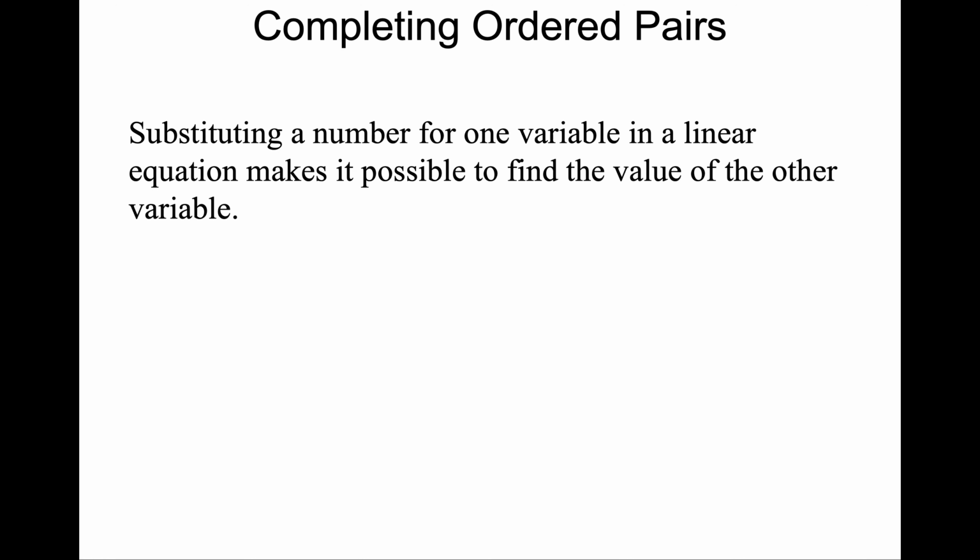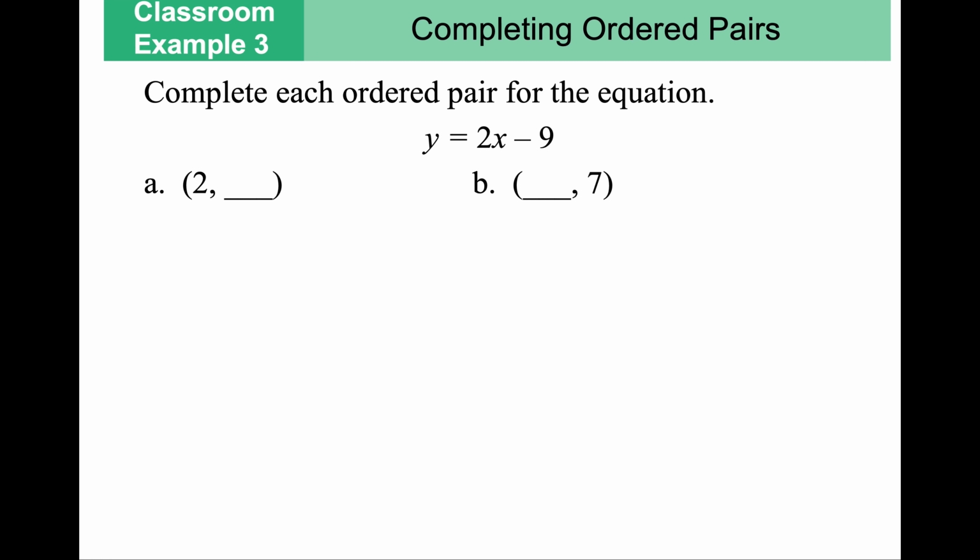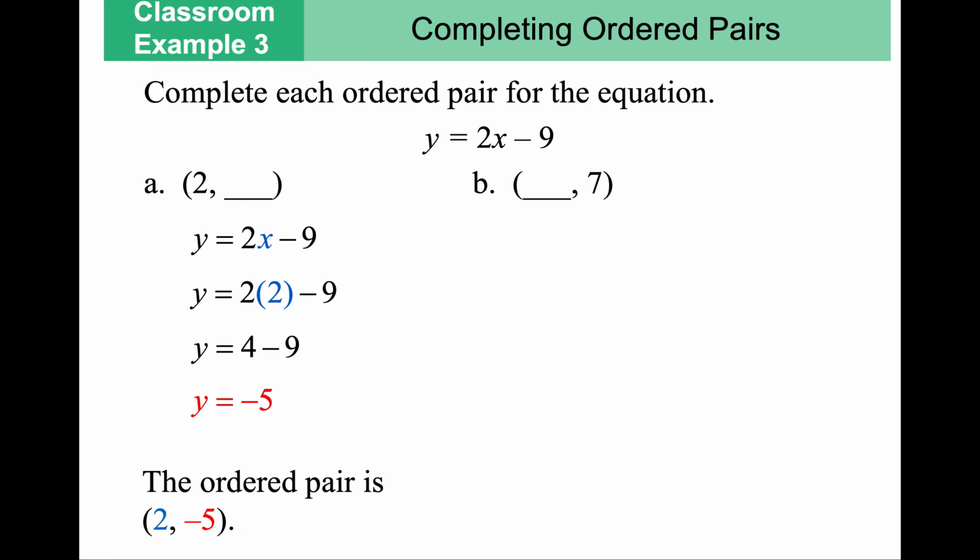So if I'm substituting one variable in a linear equation, I can solve for the value of another variable. So if I wanted to complete this ordered pair, this is an x value of 2 and a y value that I don't know. So I'm going to replace x with 2, and I'm going to calculate what is y. And I get y equals -5. So I know my ordered pair is (2, -5).